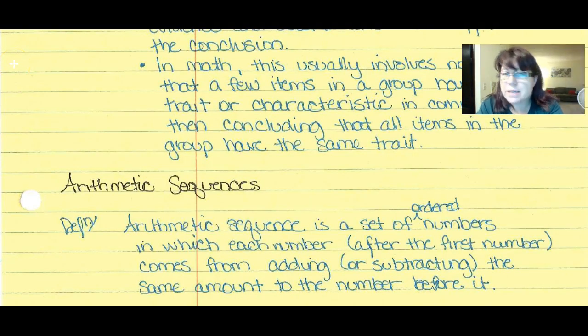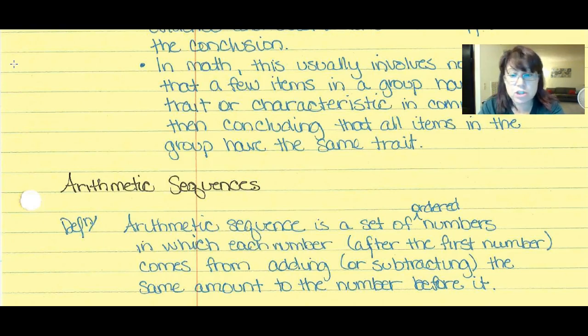Now, the first sequence that we looked at, 5, 8, 11, 14, 17, we added the same value every single time. We added 3. 5 plus 3 was 8. 8 plus 3 was 11. 11 plus 3 is 14, and so on. That is what's called an arithmetic sequence.